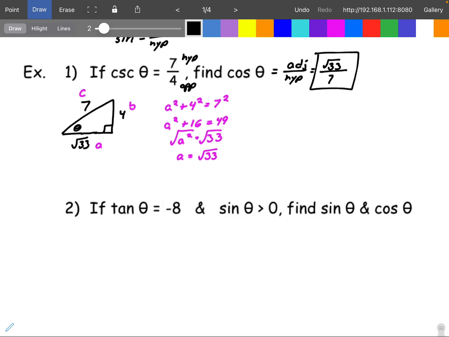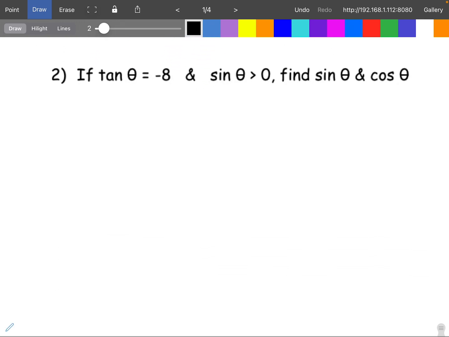Let's take a look at number 2, and this is actually going to be the same thing we did in chapter 4 as well. However, this time we are told that tangent theta is going to be -8 and that sine theta has to be greater than 0. So because I have those two pieces of information, I'm actually able to narrow down what quadrant it's in, which means that I'm going to have to be very careful with my positive and negative signs.